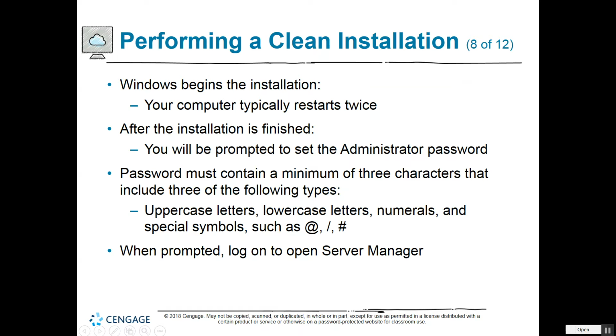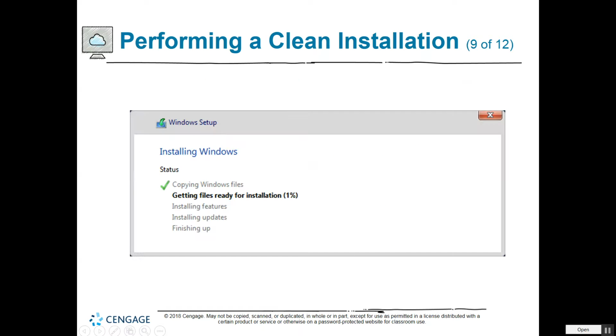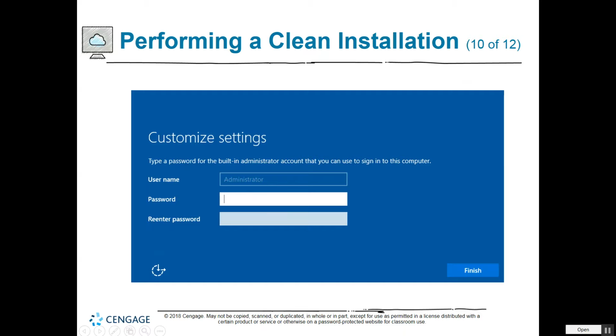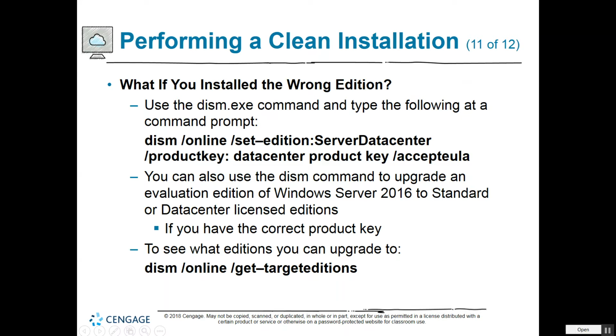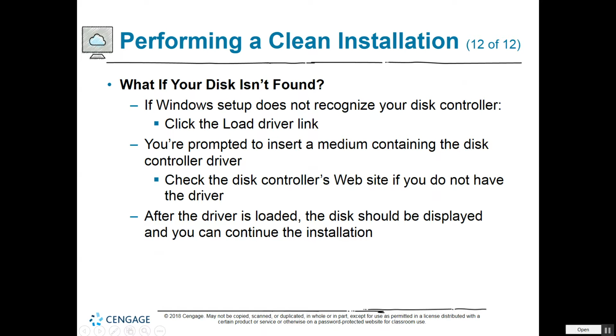All right. Now, you'll get prompted, then you log on to open the server manager. We pop on through and it loads everything. Here's where we set the password we were just talking about, and it sets it for the administrator account. Now, what happens if you install the wrong edition? Use DISM.EXE, and you can change or upgrade from one edition to the other. You just have to have the right key for that edition.